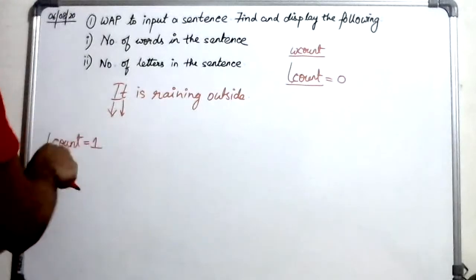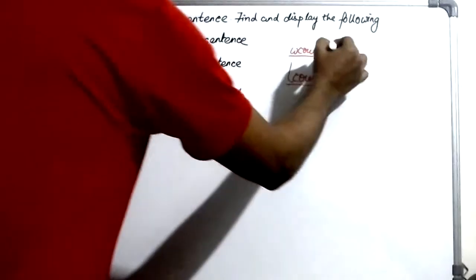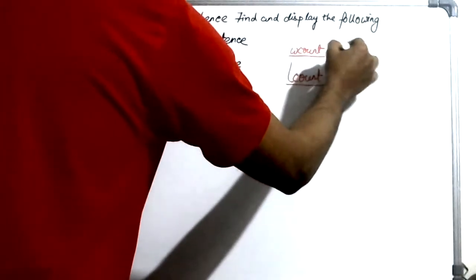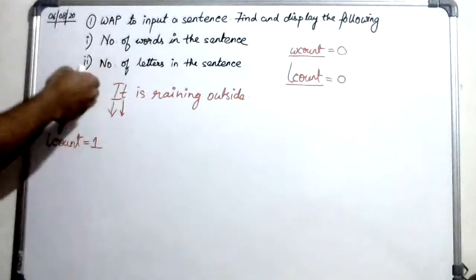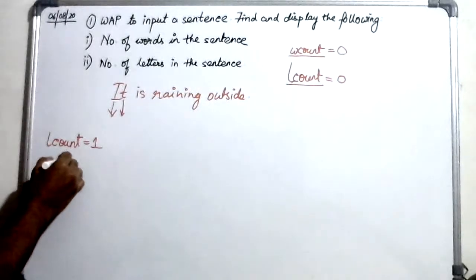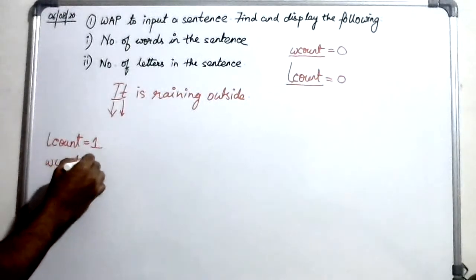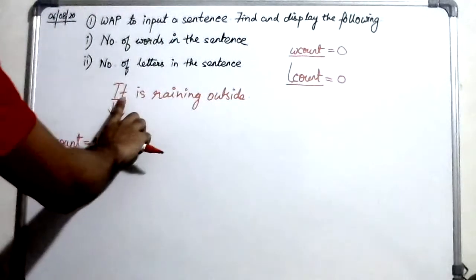Again, since this is not a blank space, the W count will be initialized to 0, because the number of words is initially 0. Since we have started extracting characters, I'll also write the variable W count here, whose value remains 0 because we have not yet found a complete word. Now let's start from the beginning.